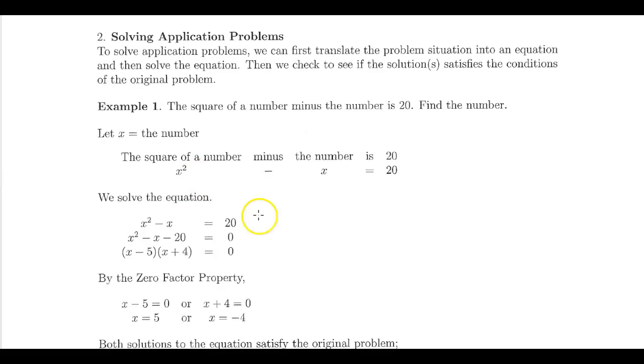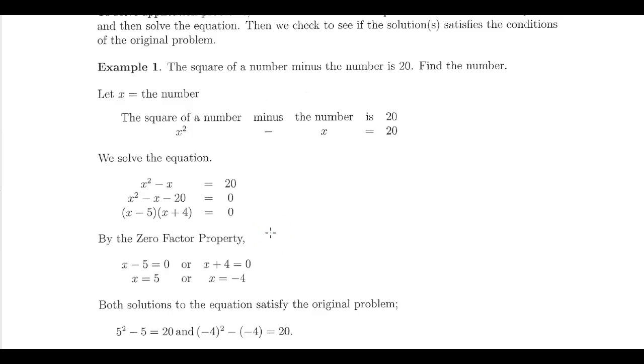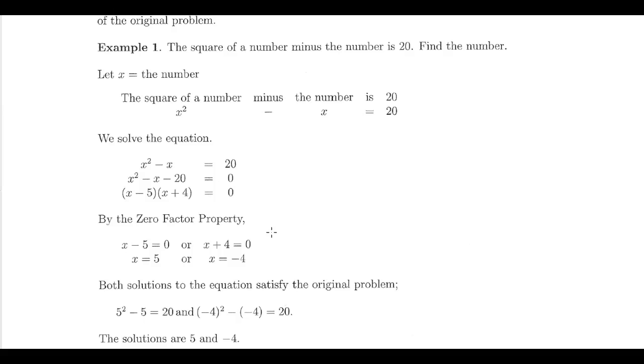And so we want to make sure we write the equation in standard form, so we can subtract 20 from both sides, factor the equation, and so we have that x minus 5 equals 0 or x plus 4 equals 0. So x is equal to 5 or x is equal to negative 4. And both of these solutions satisfy the original problem.